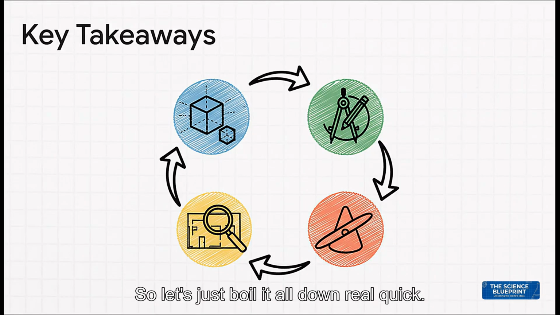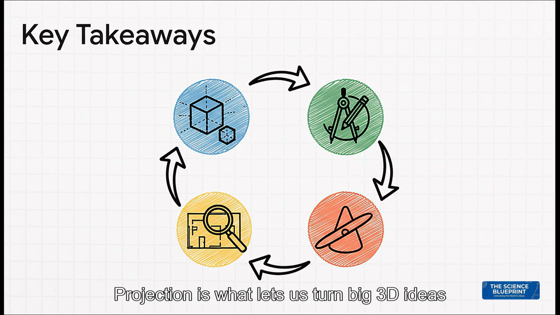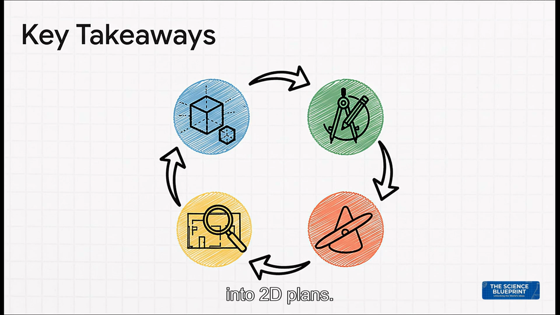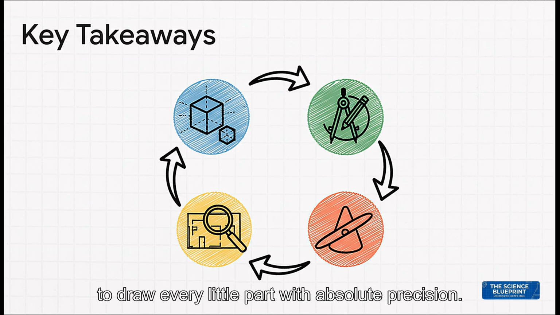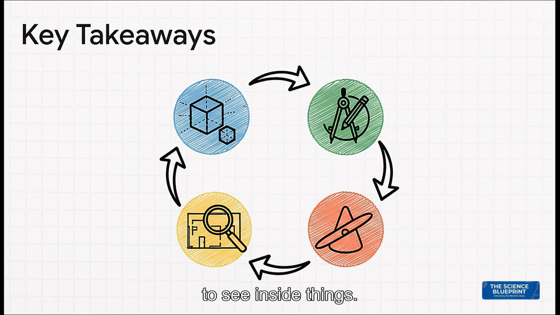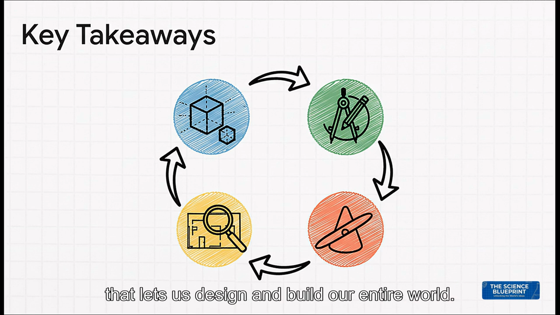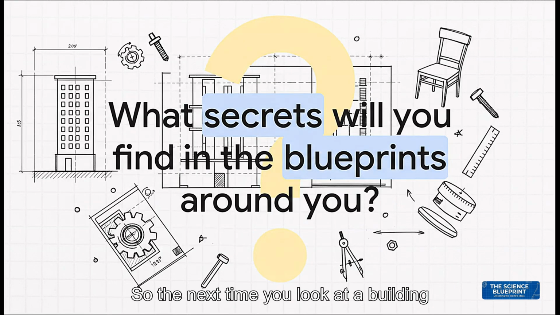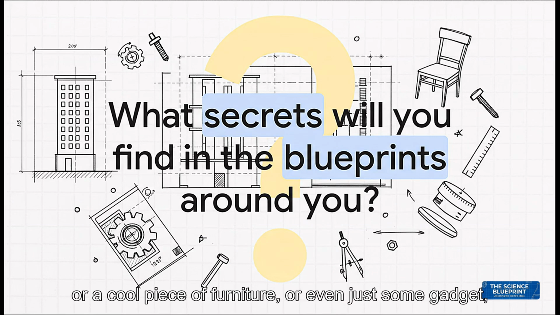So, let's just boil it all down real quick. Projection is what lets us turn big 3D ideas into 2D plans. Geometric methods give us the tools to draw every little part with absolute precision. Cutting planes, they give us that X-ray vision to see inside things. And when you put it all together, these principles create the language that lets us design and build our entire world.